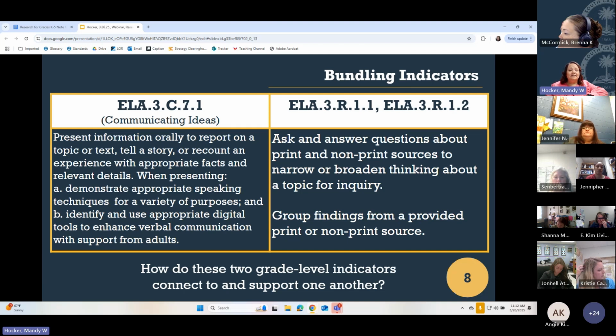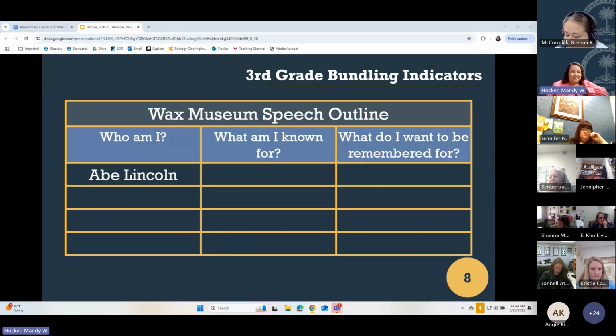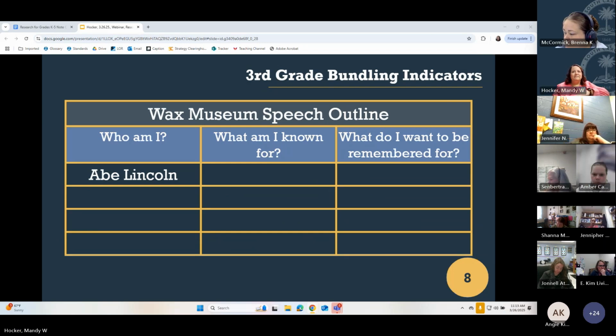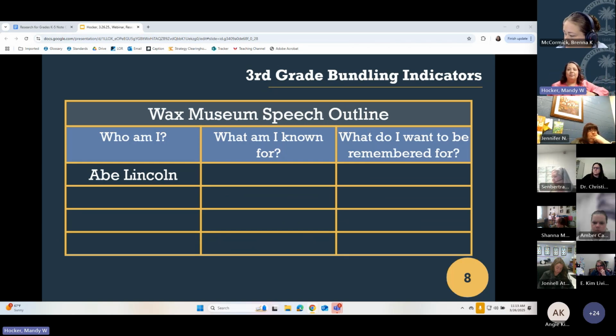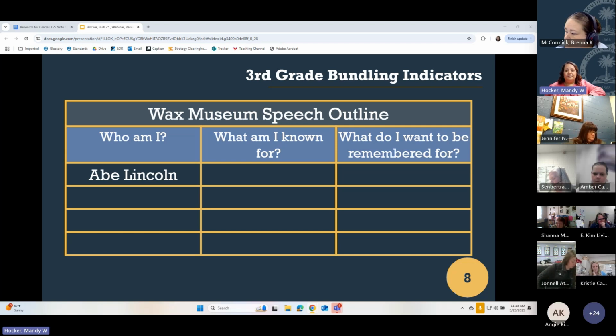This is one of my favorite activities, a wax museum. So if you're familiar with a wax museum, it's where a student adopts the historical figure and takes on their persona, right? They dress in that character's or that historical figure's manner, and they deliver a speech when prompted as that historical figure.